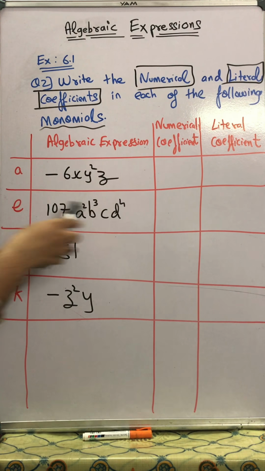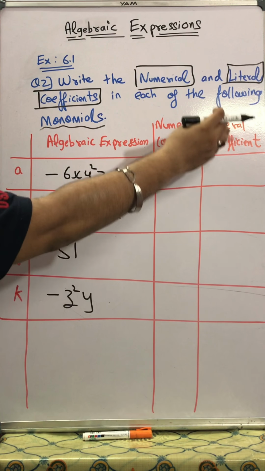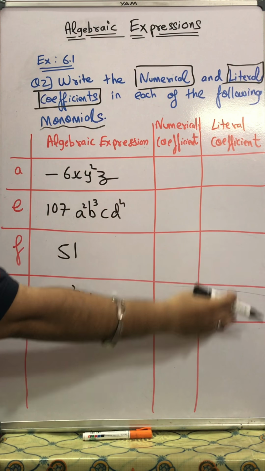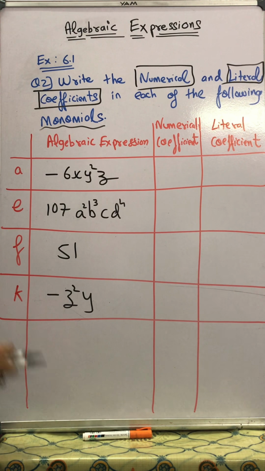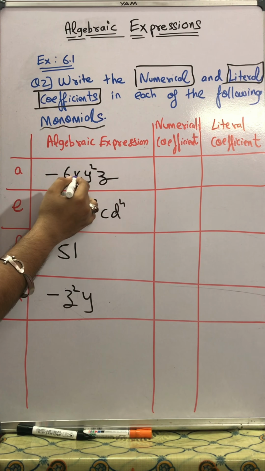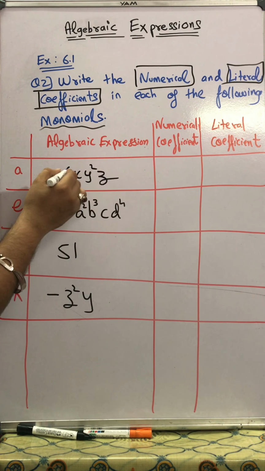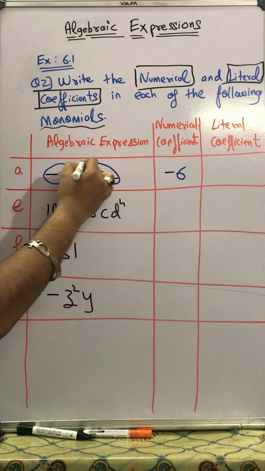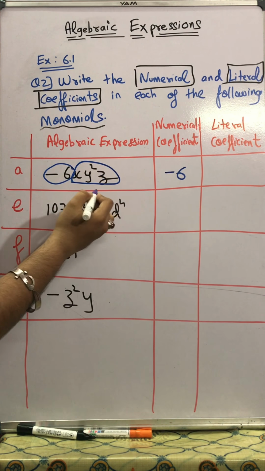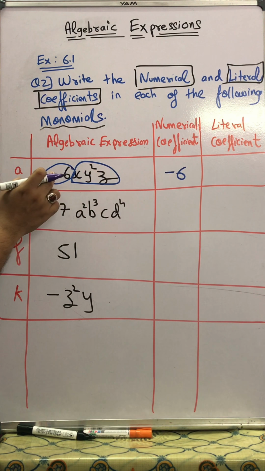Literal means alphabets or the variables over here. Okay, let's start. Okay students, please see here. Over here I have minus 6 x y square z. Can I say minus 6 is a number? So minus 6 is nothing but a numerical friend or numerical coefficient. And can I say this x y square z are the variables or the alphabets? So they are also friends. They are the friends of minus 6.